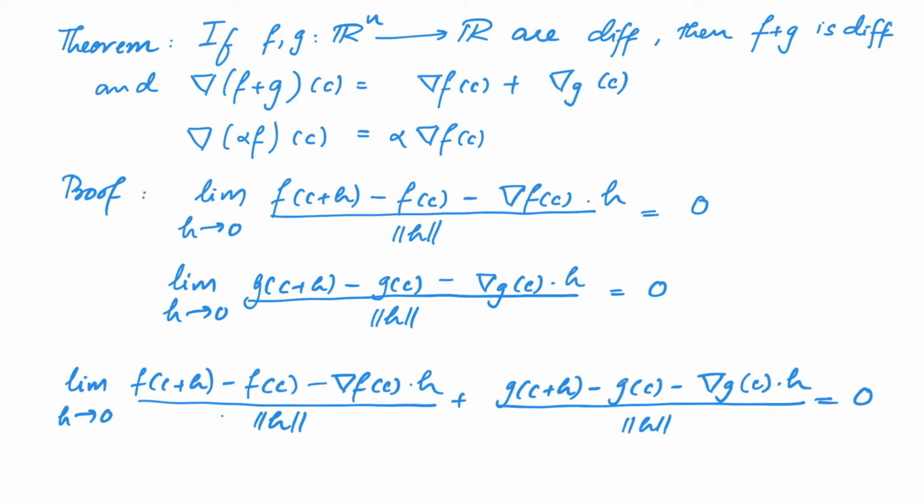Also, using the linearity of dot product, we can combine these two terms and write it as gradient of f at c plus gradient of g at c dot h. Thus, we can simplify this and write it as follows.